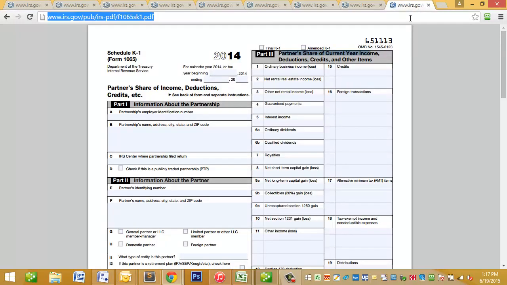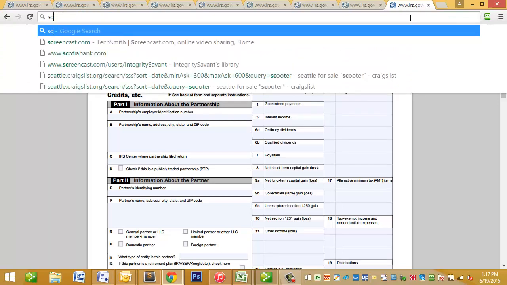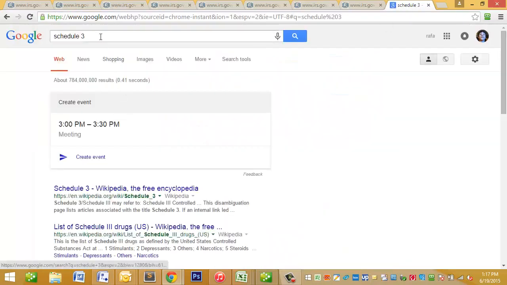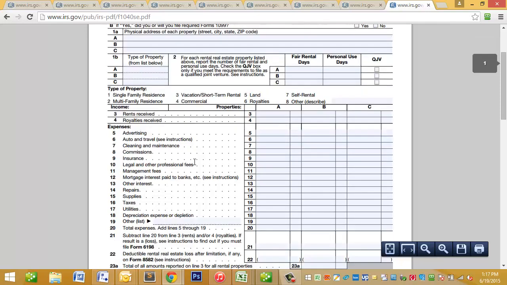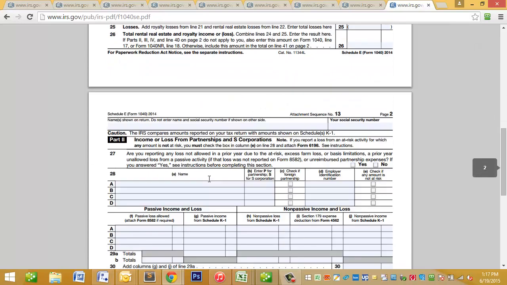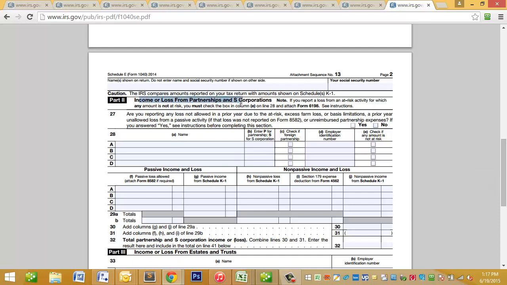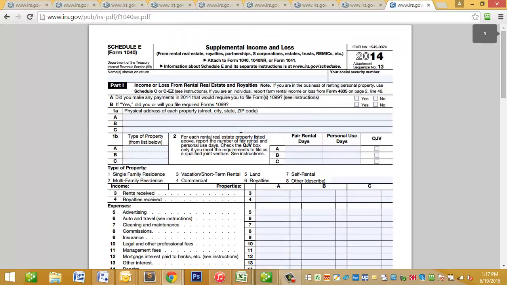We can look at the Schedule E. Whoops, Schedule E. Yep, here we go. Income or loss from partnerships or S corporations. And then down here you're putting the name, and then here's your K1. See? Passive income from Schedule K1. So your K1 transfers to your Schedule E.